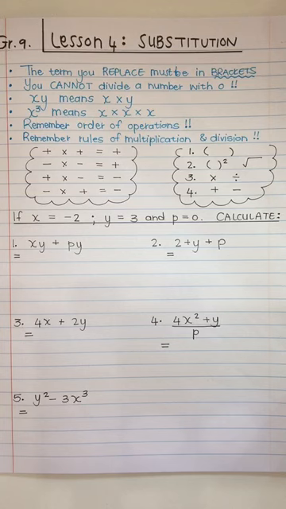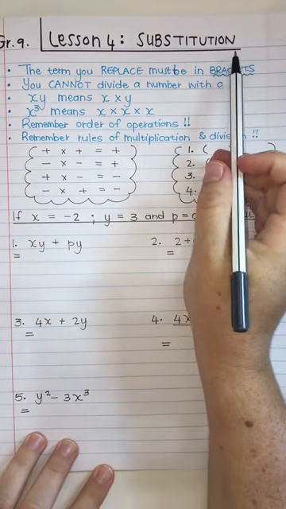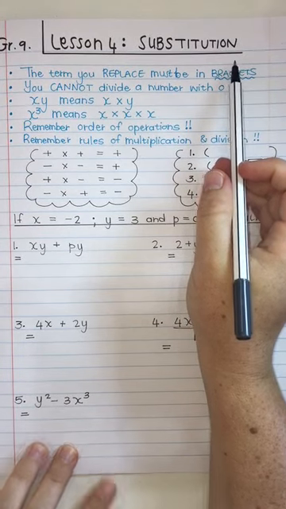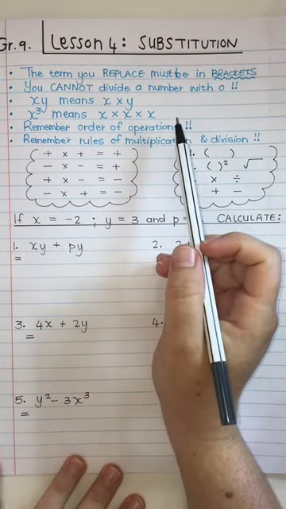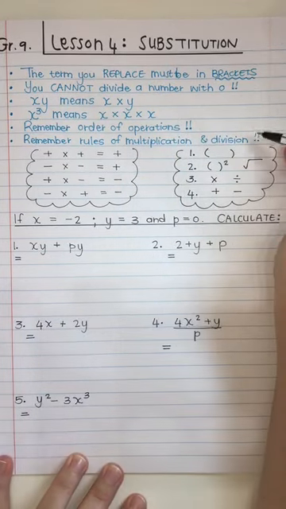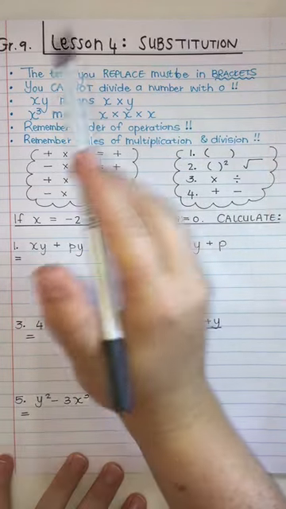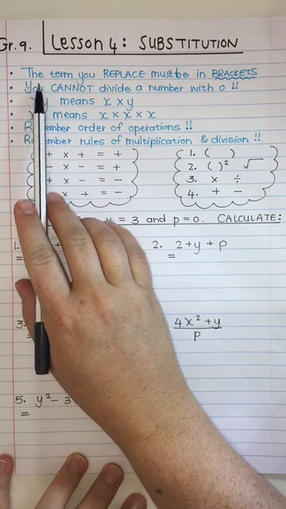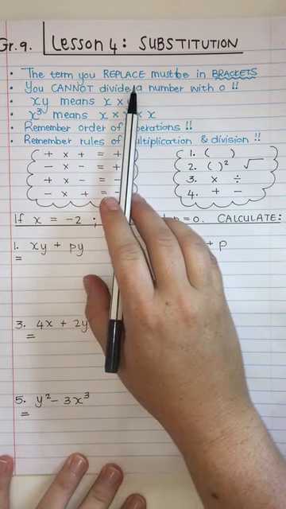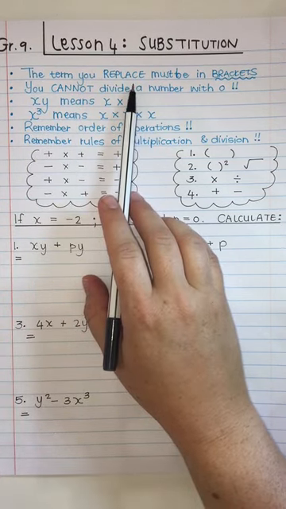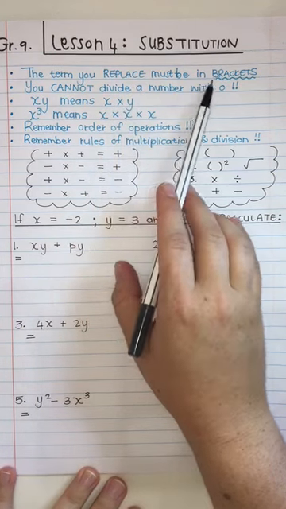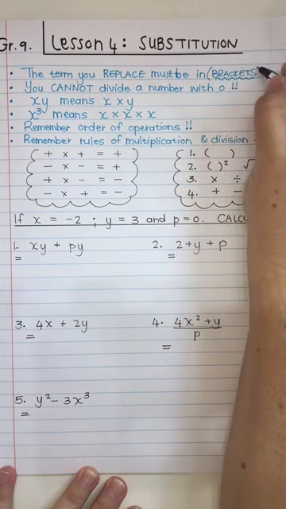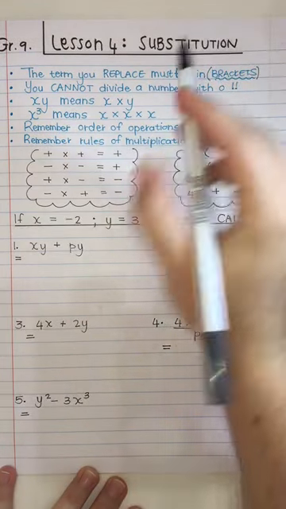Okay, so lesson 4 is about substitution. Substitution basically means to replace something with something else. When we do substitution, we must first look at a few important points. The term that you are replacing with something else, you'll see what I mean now, must be in brackets. So brackets are very important in substitution.